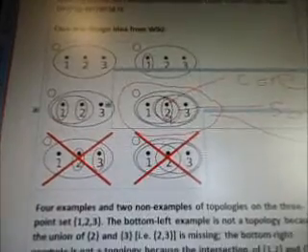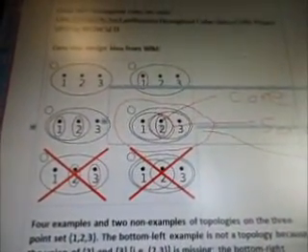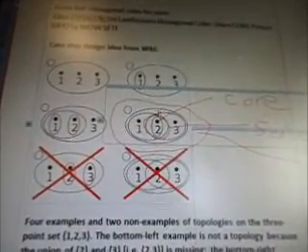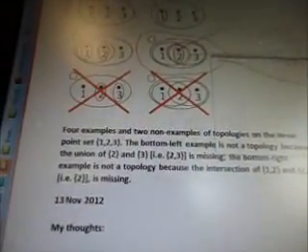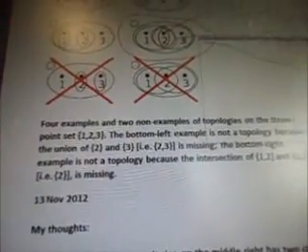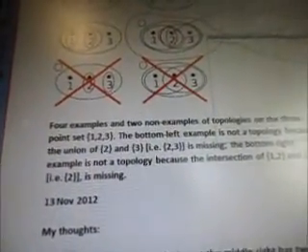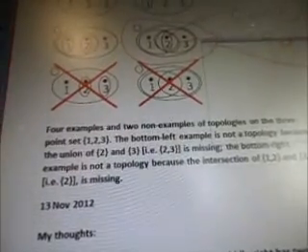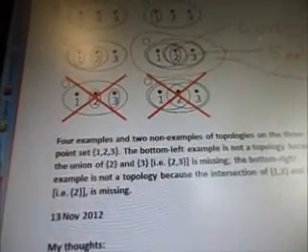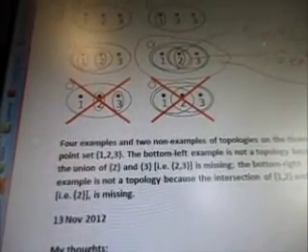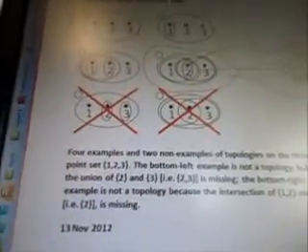This little circle here would be the core. This little tiny circle there. This area here is your sealed antimatter magnets. And then these two forces here are the outer shell of the spaceship, okay? So this is 4 examples of 2 non-examples of topologies on 3.sat123. The bottom left example is not a topology because of the union of 2 and 3, 2, 3 is missing. The bottom right example is not a topology because the intersection of 1, 2, and 2 and 3 is missing, okay?